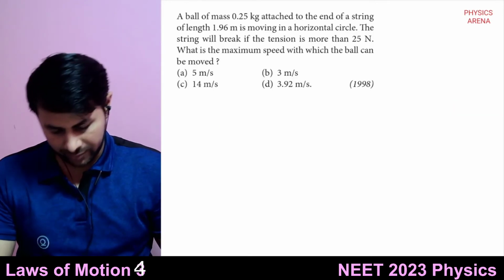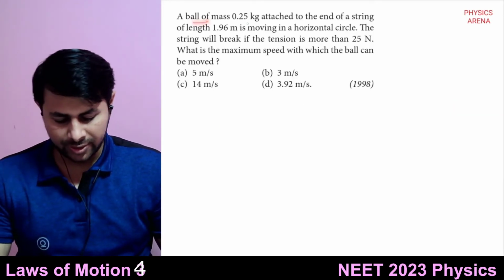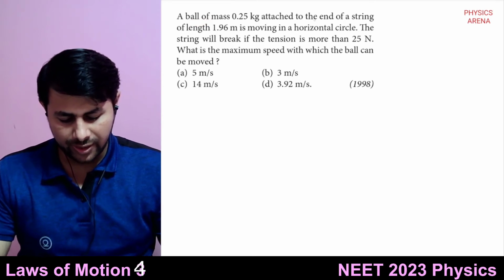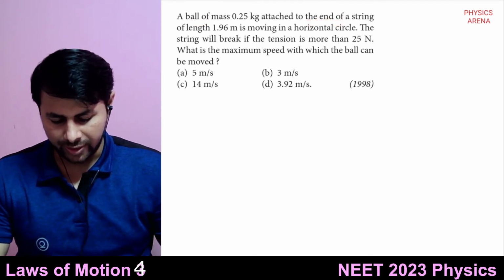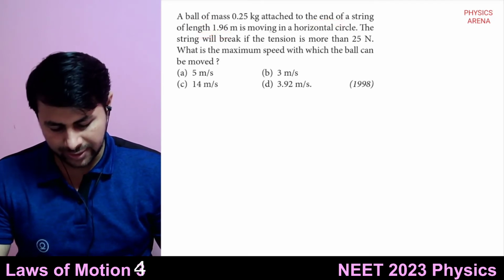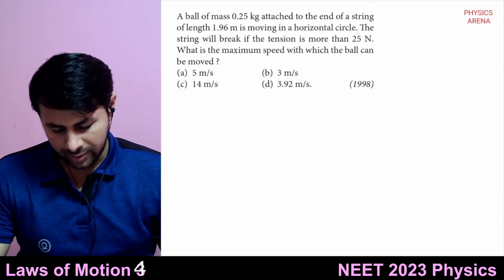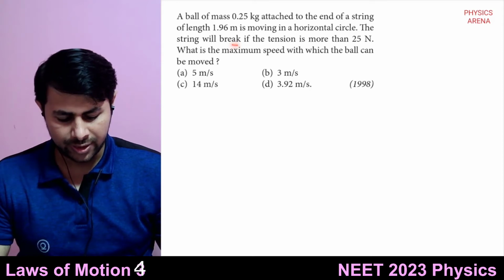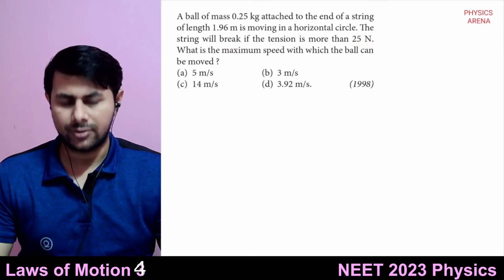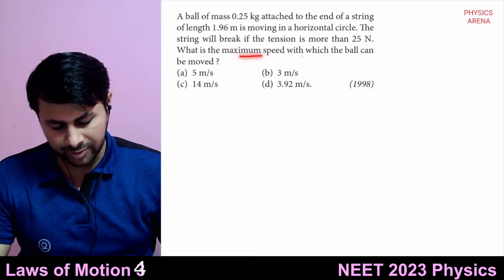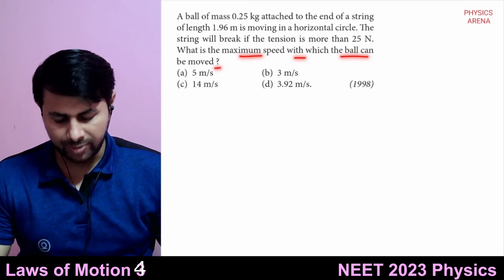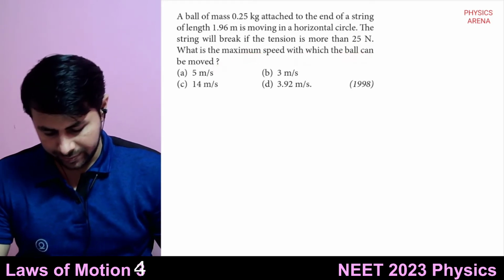Got this? A ball of mass 0.25 kg attached to the end of a string of length 1.96 meter is moving in a horizontal circle. The string will break if the tension is more than 25 Newton. What is the maximum speed with which the ball can be moved? So this is simple, right?